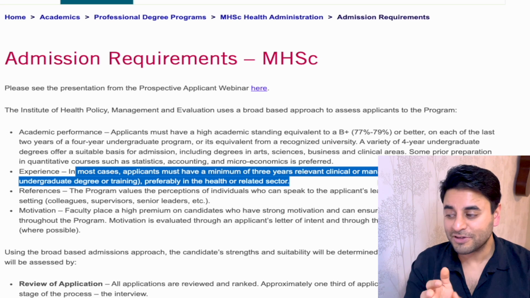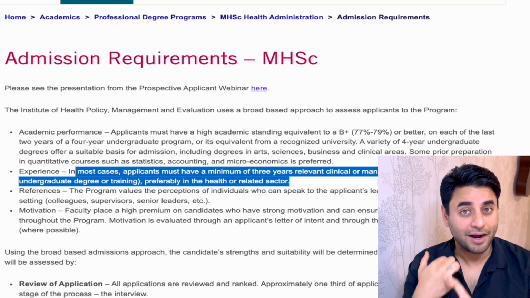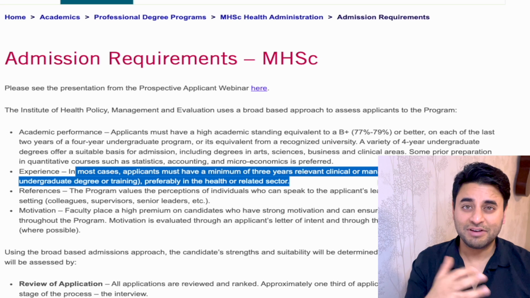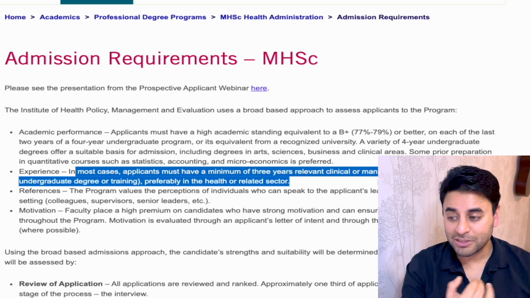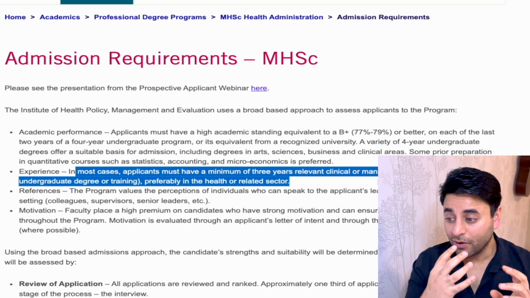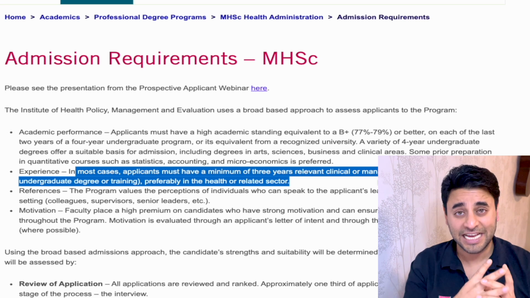So they are looking for somebody who has a degree, like an undergraduate degree, which probably you have as a dentist or as a doctor or as a pharmacist, nurse in your home country. They're also looking for minimum 3 years of clinical or management experience.